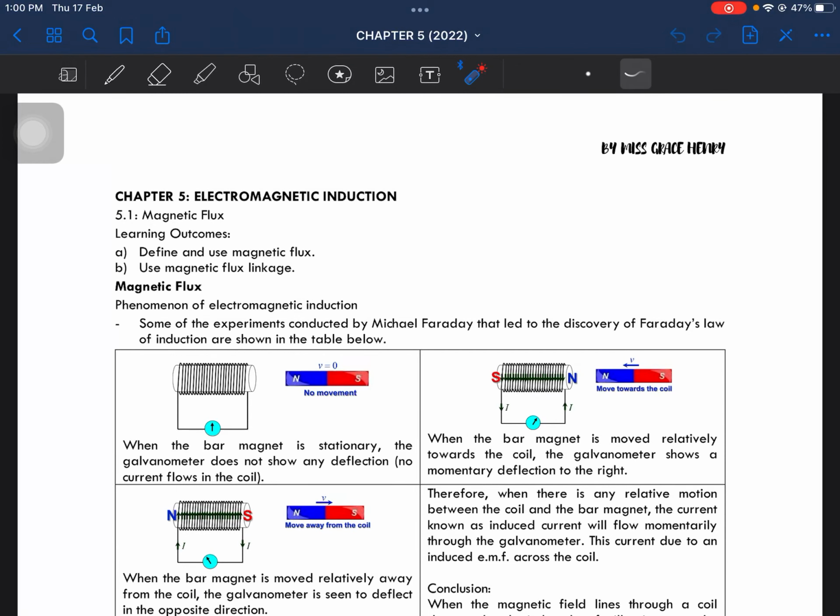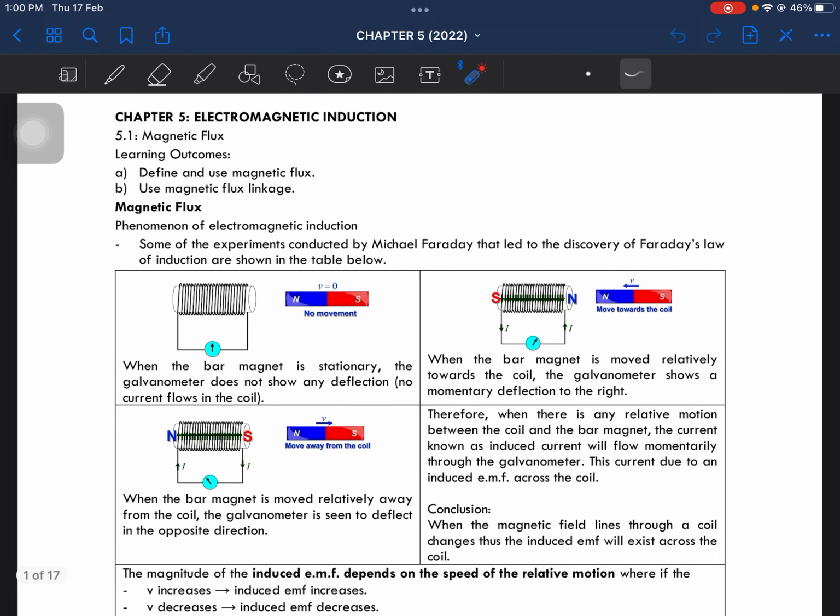Good afternoon, everybody. So today we will be entering chapter 5, which is on electromagnetic induction. There are 5 subtopics in this chapter, and the first subtopic is on magnetic flux. In this subtopic, you should be able to define and use magnetic flux as well as use magnetic flux linkage. So what is magnetic flux?